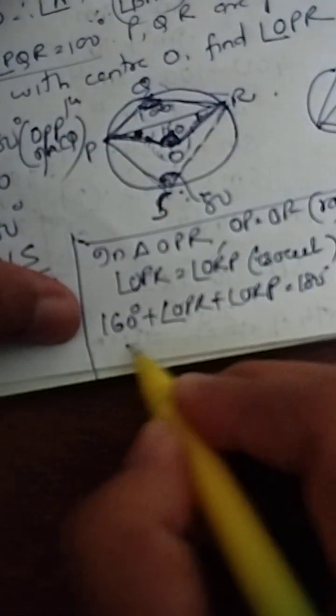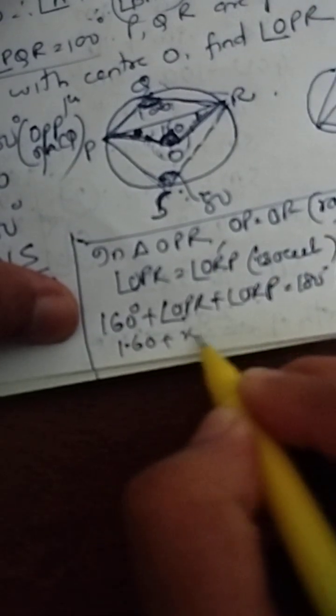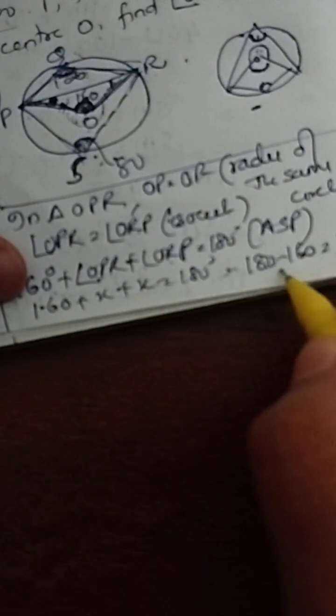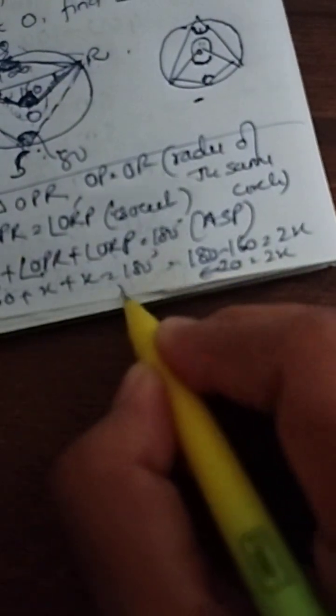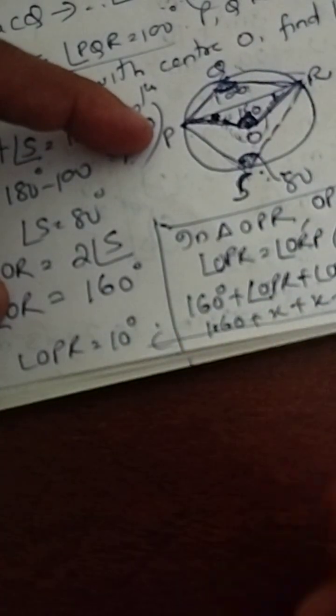So we'll take each of these angles as x. So 160 plus 2x is equal to 180. If you bring 160 over here, it becomes 180 minus 160, which is 20, is equal to 2x. So x is equal to how many degrees? x is equal to 10 degrees. Therefore, angle OPR is equal to how many degrees? 10 degrees.